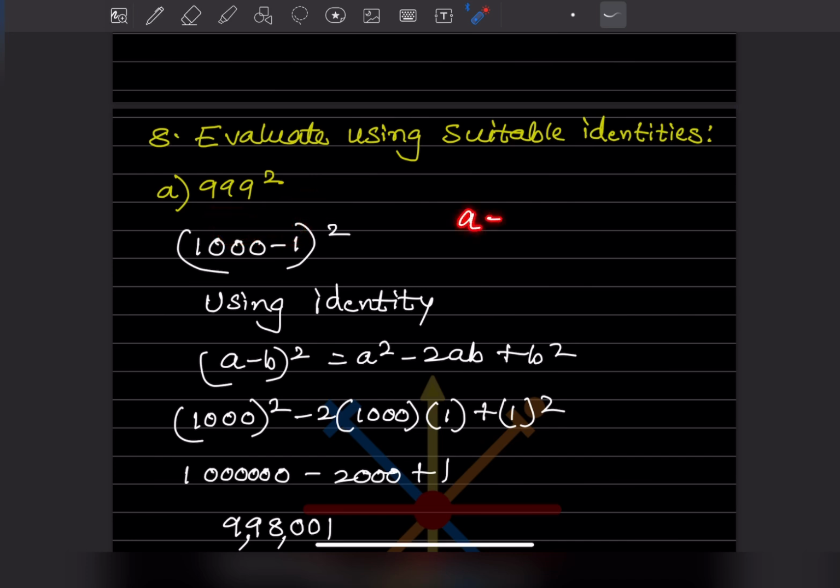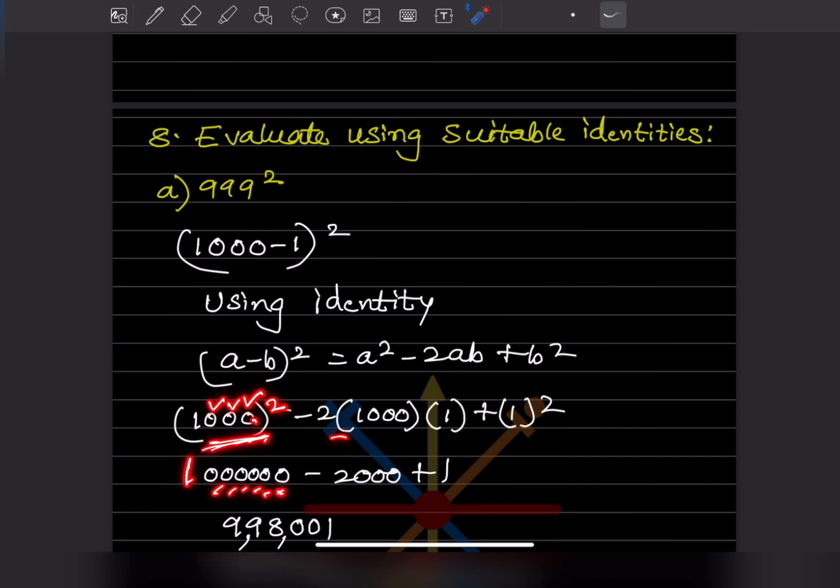So (a minus b) square means a square minus 2ab plus b square. This is what I have written over here. Here a is 1000 and b is 1. So we square a, which is 1000 square, minus 2 times 1000 times 1, plus 1 square. Whenever we square, how many zeros do we have? We have 3 zeros, so squaring means it will have 6 zeros. So 1 will be there, and 1, 2, 3, 4, 5, 6 zeros we have to write.